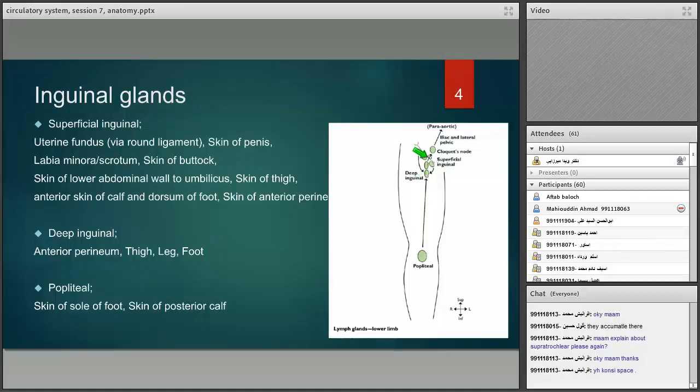The superior glands placed beside the inguinal ligament. Look at here, we have inguinal ligament from ASIS to symphysis of pubis to pubic crest. So we have the superior group of the inguinal glands here.